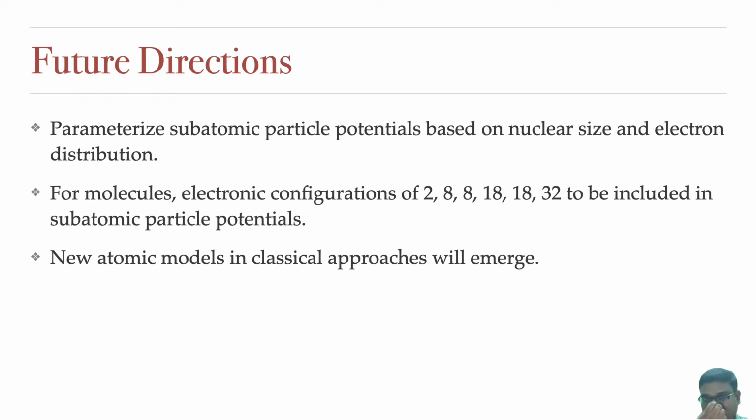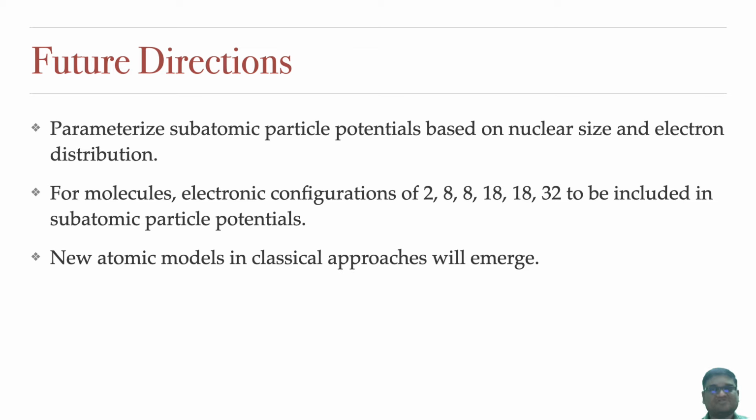Based on these approaches, new atomic models can also emerge, based on the classical approach for molecular dynamics simulations and the quantum and classical approaches for Monte Carlo simulations. New atomic models will come because the electron does not lose energy. The electron does not lose energy, and it revolves around the nucleus for infinite time based on these pseudo potentials. So new atomic models can come in the future as well.